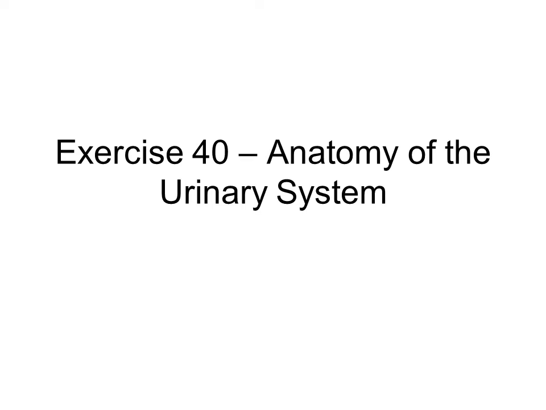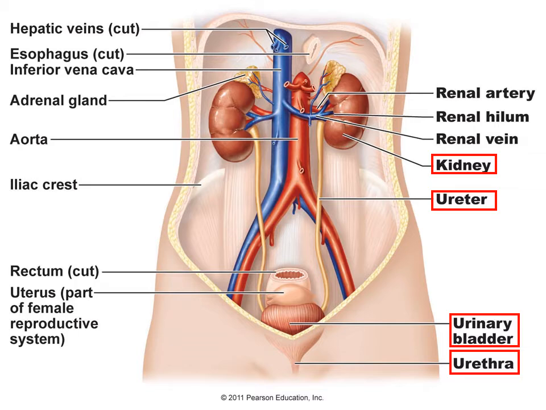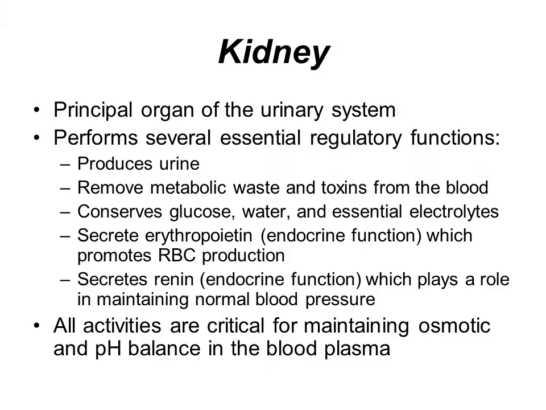This is exercise 40, the anatomy of the urinary system. As you can see here, the major organs are the kidney, the ureter, the urinary bladder, and the urethra. The kidney is the primary organ for the urinary system.